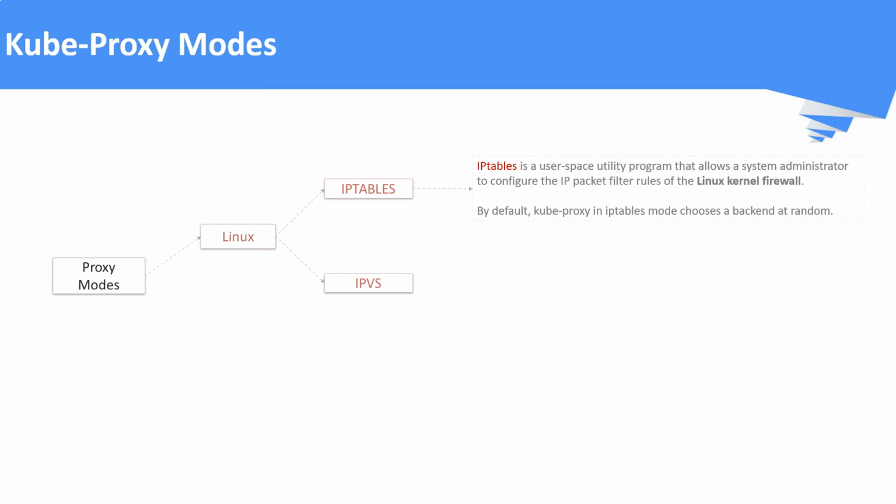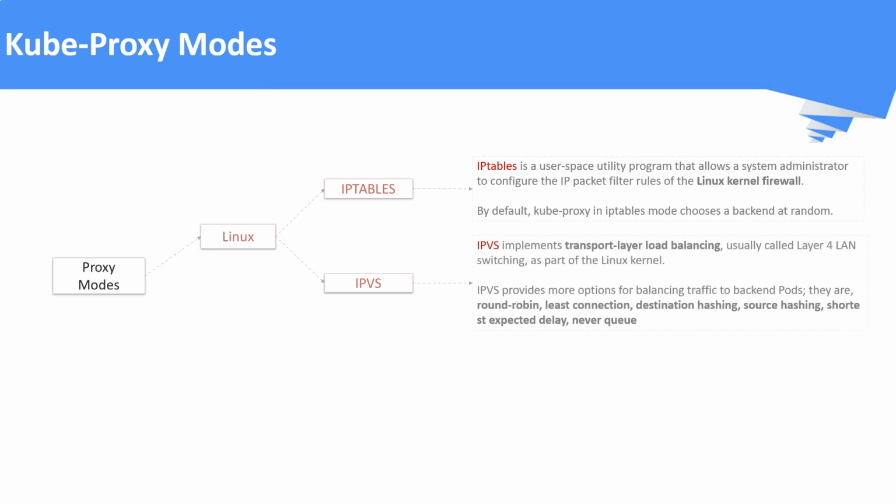IPVS uses transport layer load balancing technique on the Linux kernel to enable the routing between the services and pods. IPVS provides more options for balancing traffic to the backend pods. They are round robin, least connection, destination hashing, source hashing, shortest expected delay, and never queue. With respect to Windows, kernel space is the only proxy mode available to configure packet forwarding rules in the Windows kernel.